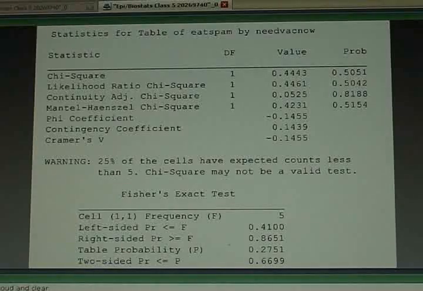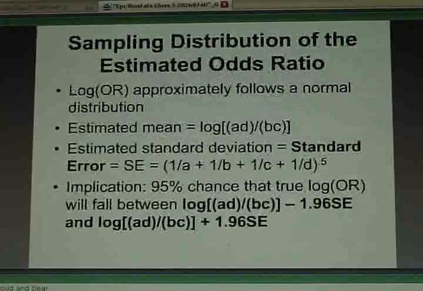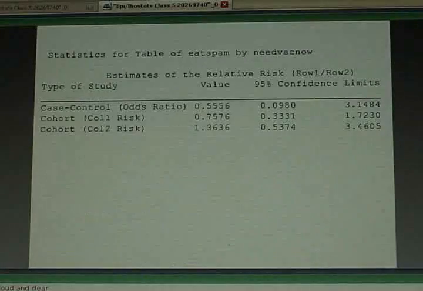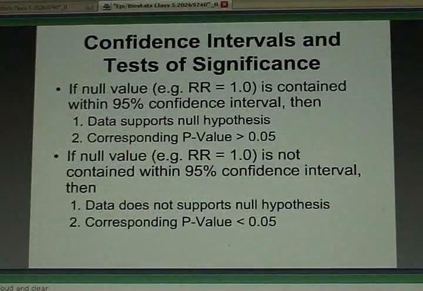The p-value from that table was 0.5051, bigger than 0.05. So if your confidence interval contains the null value, your p-value should be bigger than 0.05. Likewise, if your confidence interval does not contain the null value, then your p-value should be less than 0.05.